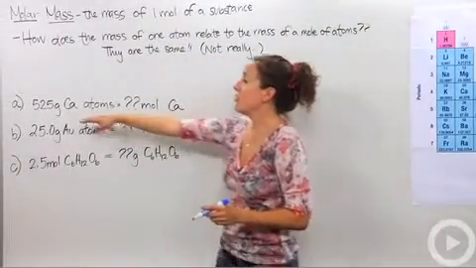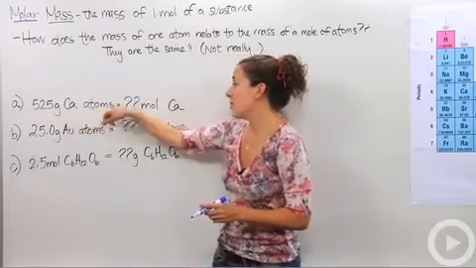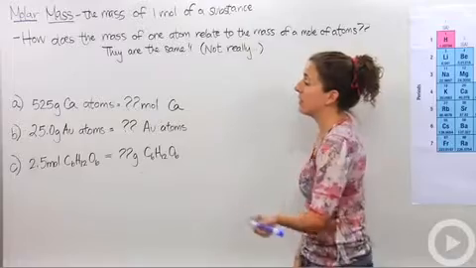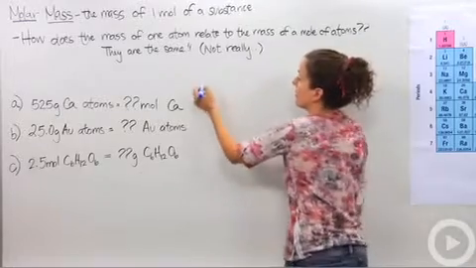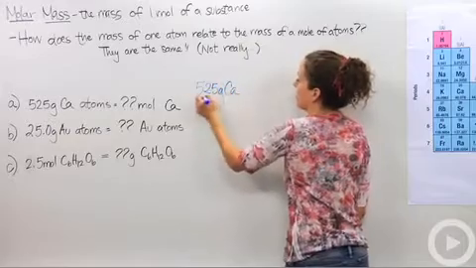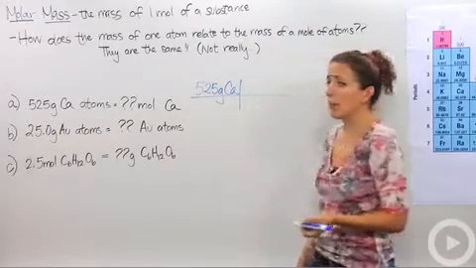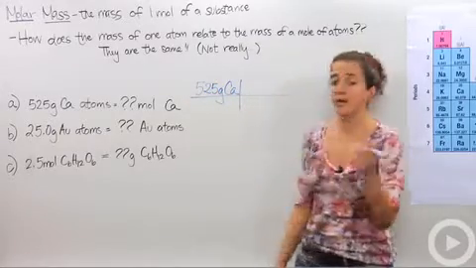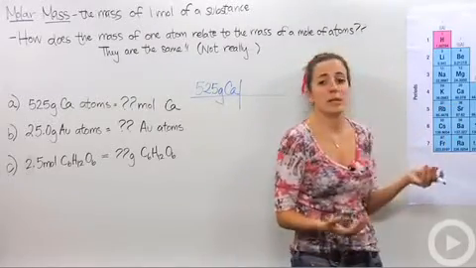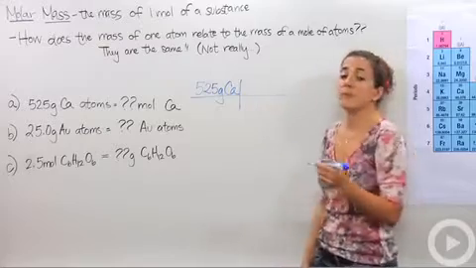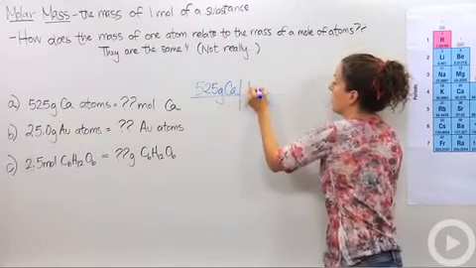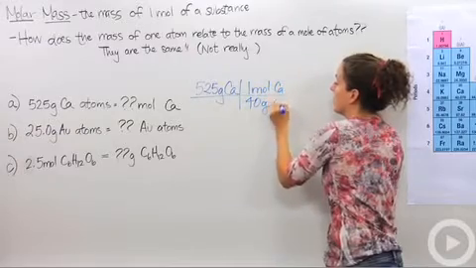So let's say we have 525 grams of calcium atoms. Well, how many moles of calcium atoms do I have? Let's start out with a given, which is 525 grams of calcium. Well, we have to find the mass of a mole of calcium. So let's go back to our periodic table, and we know that we have 40.078. We're just going to round to 40 grams for every mole. So we have 40 grams for every 1 mole of calcium.